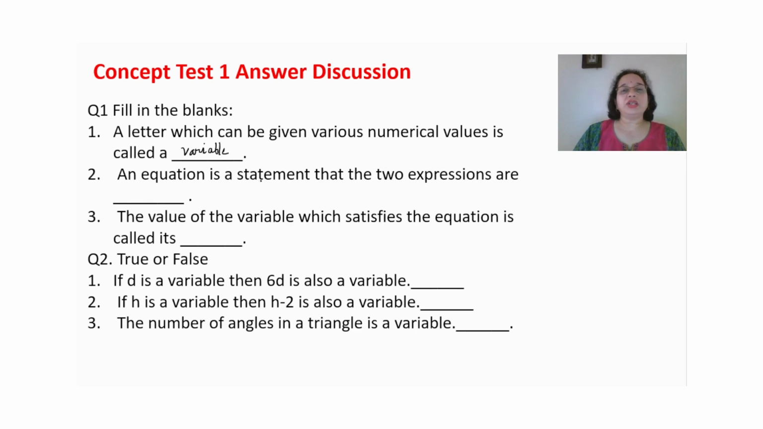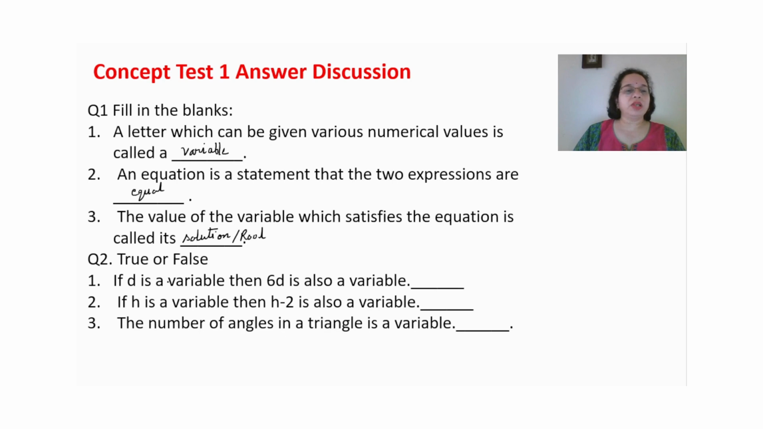An equation is a statement that two expressions are equal. Equation means an equal sign will be there. The value of the variable which satisfies the equation is called its solution. And what is another word for solution? Root.